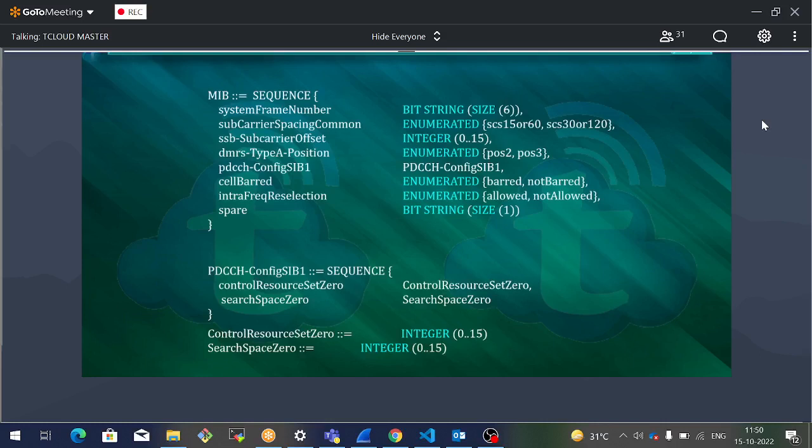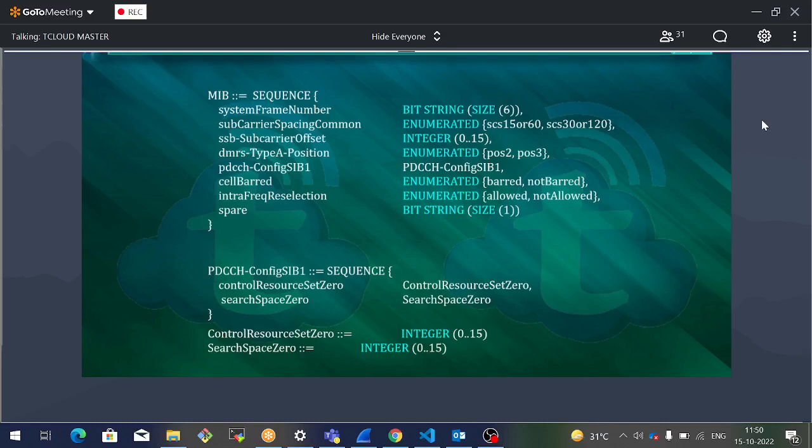So it depends on the operating band, FR1 or FR2. If it is FR1, the options are 15 or 30. Otherwise, it is 60 or 120. The mobile is intelligent enough to detect which operating band it is working in right now. So it can easily identify this value, either 15 or 60, or 30 or 120.